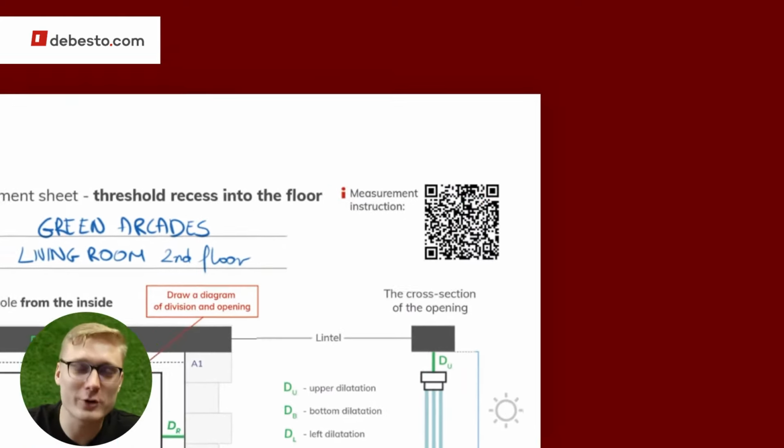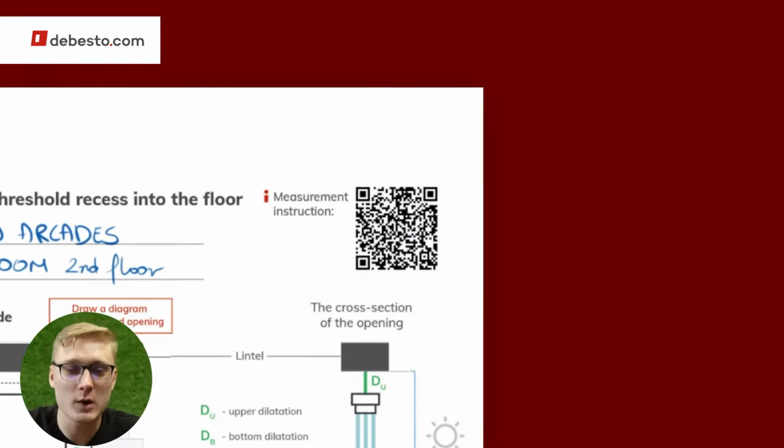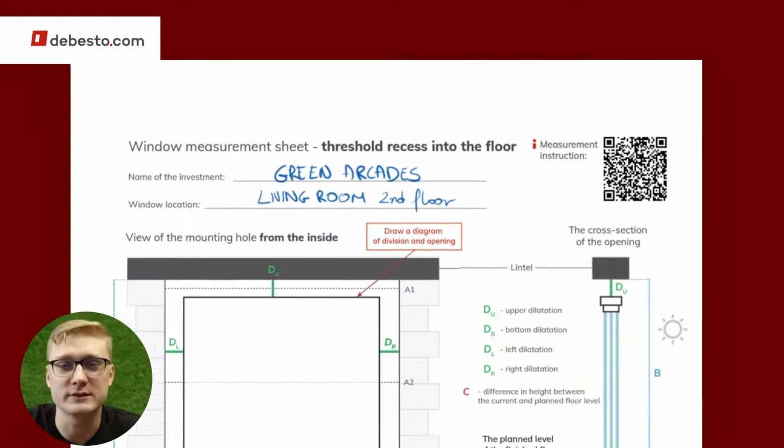At the top right corner of the form is a QR code which will lead you to instructions on how to correctly measure. In case you're ever at the job site, have doubts about correct measurements, and want to confirm something, here is a link to the instructions.